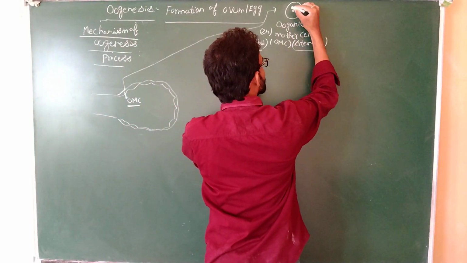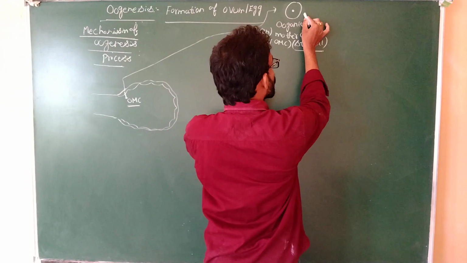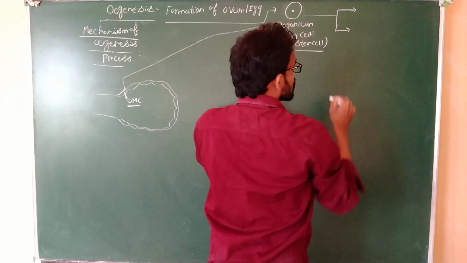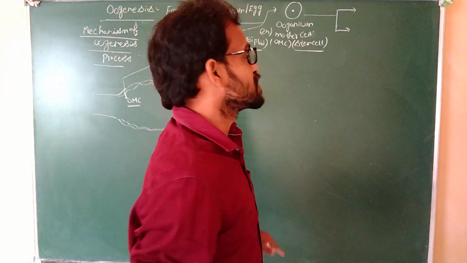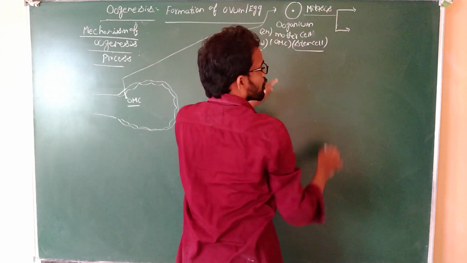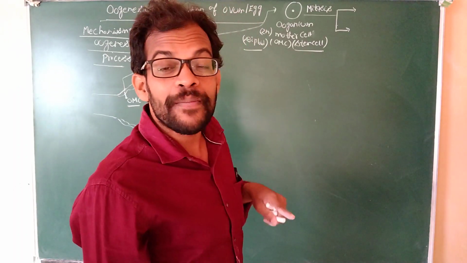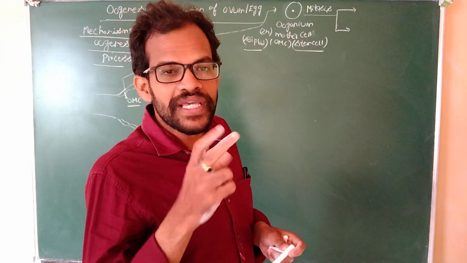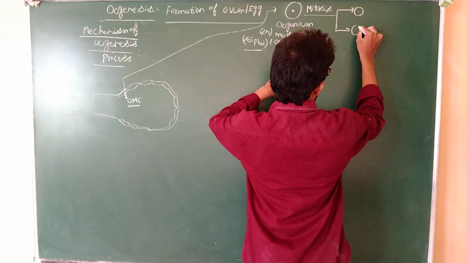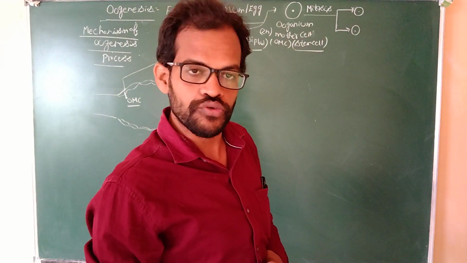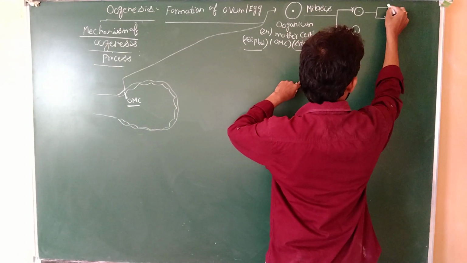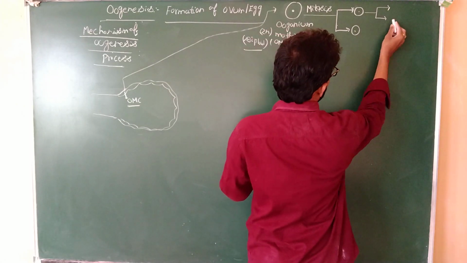The oogonium mother cell continuously divides and participates in the meiosis process. Once the oogonium mother cell participates in meiosis, it divides into two equal cells: one is the type A cell and the other is the type B cell. These two cells again continuously divide.